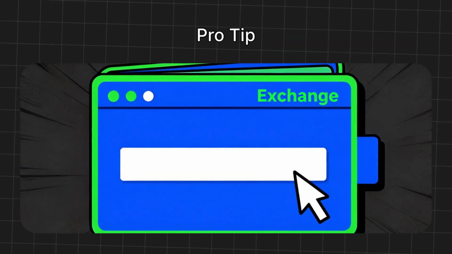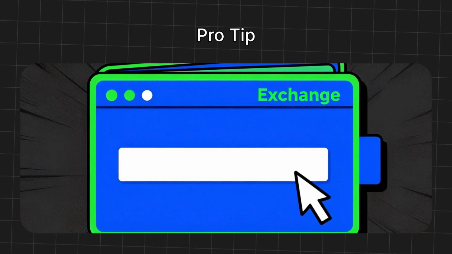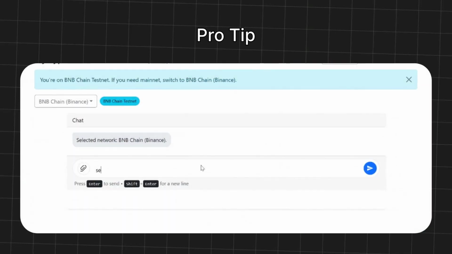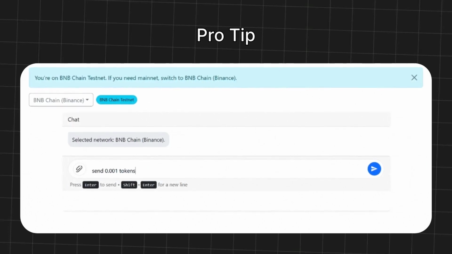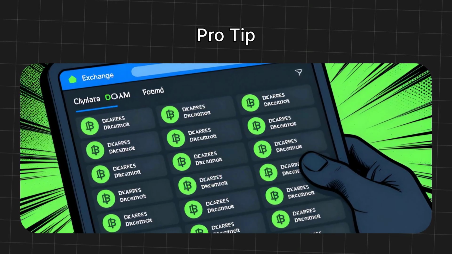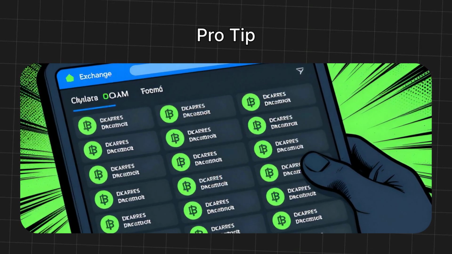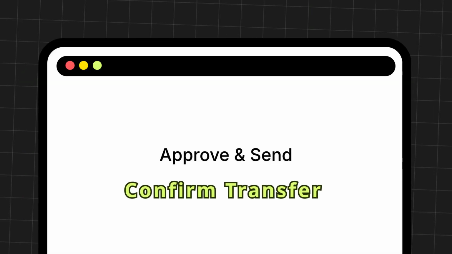If you're sending the same amount to everyone, simply type something like "send 0.001 tokens," then upload your addresses. There's no need to manually format token amounts for every wallet. Select your token, approve the transaction in MetaMask, then confirm the transfer process. This makes bulk stablecoin transfers much faster and more efficient.